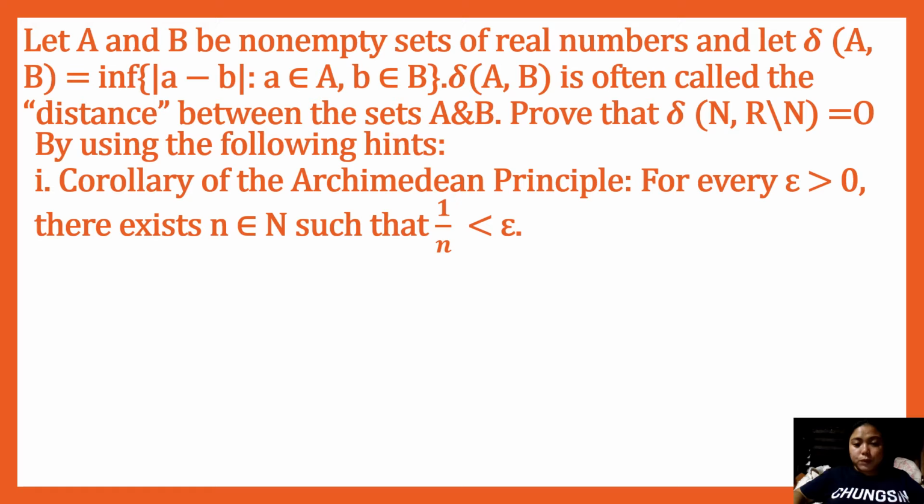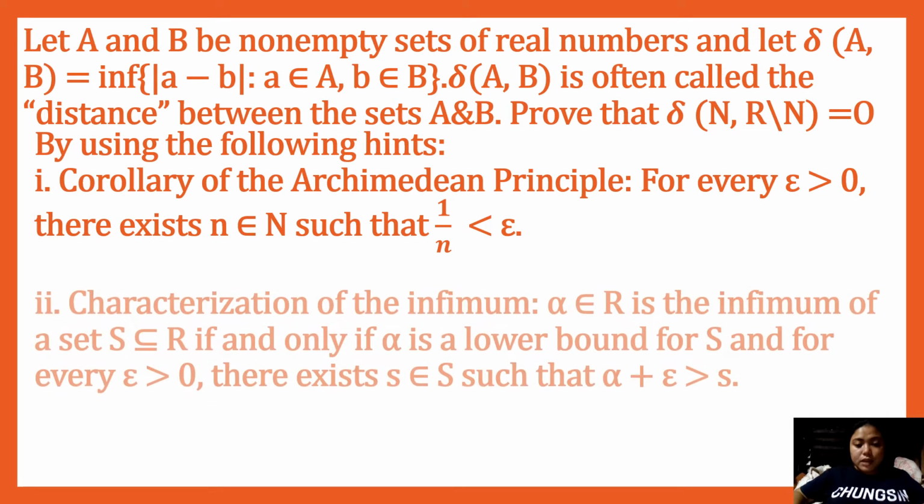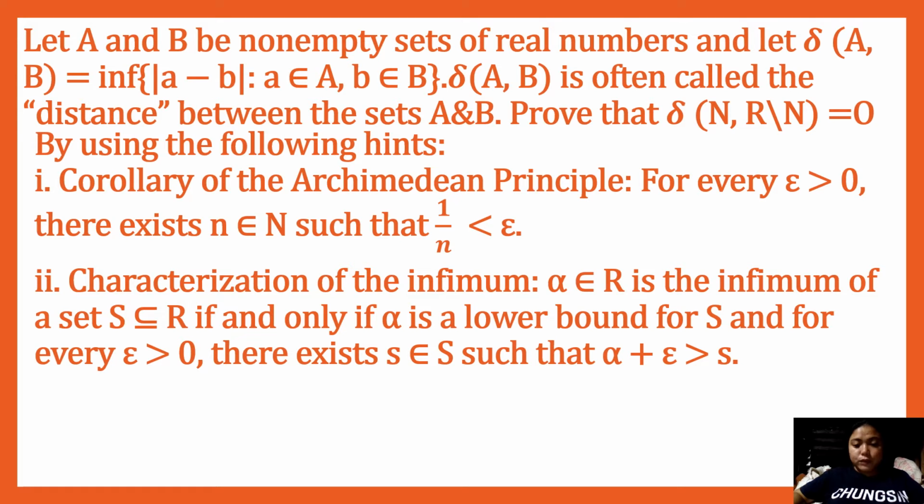So by using the following hints, we're going to prove that the distance between the natural numbers and the set of real numbers over the natural numbers is equal to 0. So first, the corollary of the Archimedean principle. For every epsilon greater than 0, there exists n, which is an element of the natural numbers, such that 1 over n is less than epsilon. Second, the characterization of the infimum.